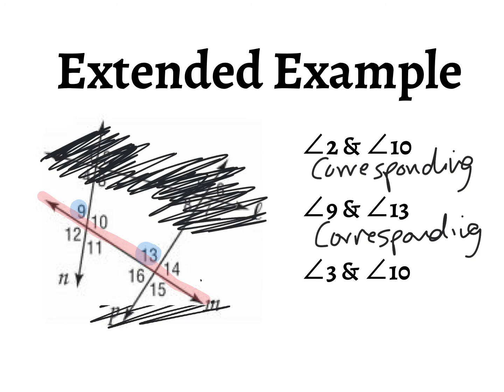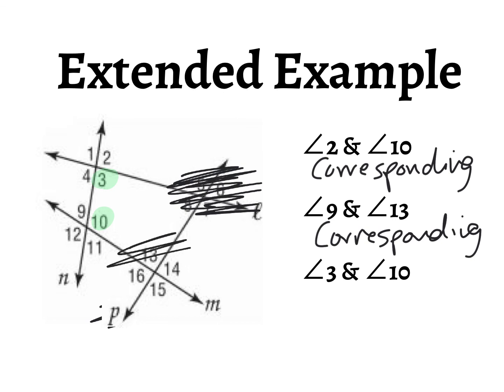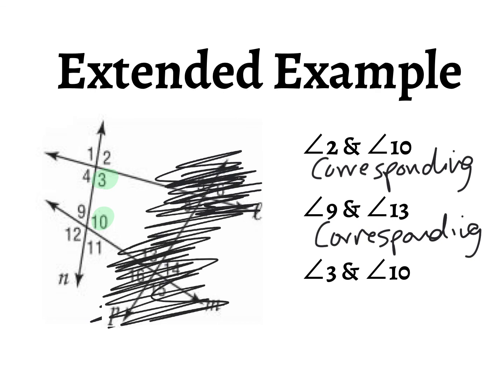Finally, we have angle 3 and angle 10. Let's delete some stuff that we're not using. So angle 3 and angle 10. I am not using anything on the right-hand side, so I'm going to scratch this off as if it doesn't exist. Now you can just cover this with your hand, right? That way you don't get bothered by any extra angles. And now we can just look at them.